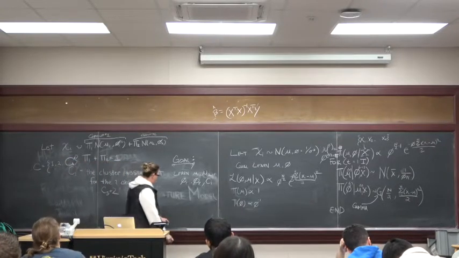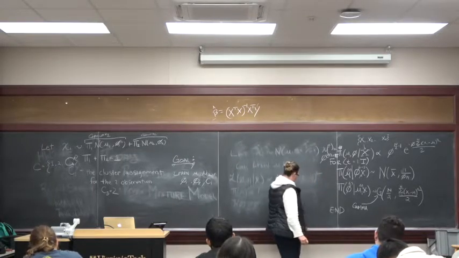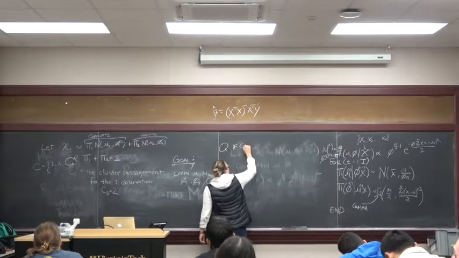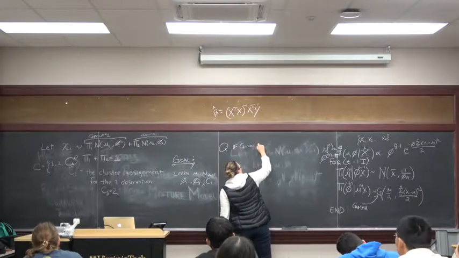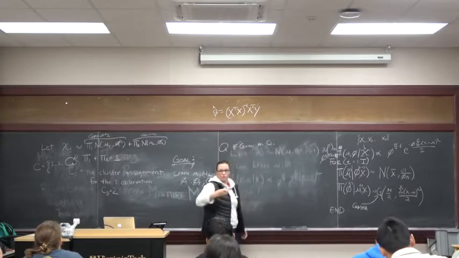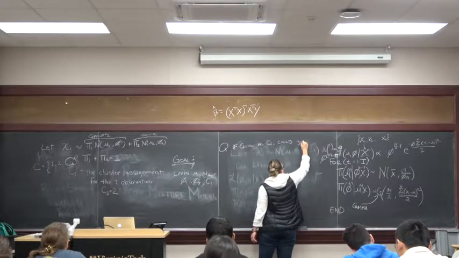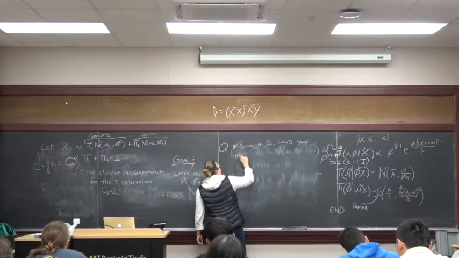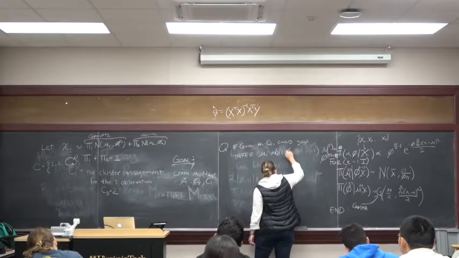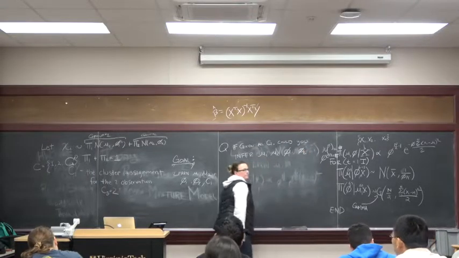Now, I'm going to assume something. I'm going to erase this. If given all the ci's, the community assignments, could you infer mu1, mu2, v1, v2?